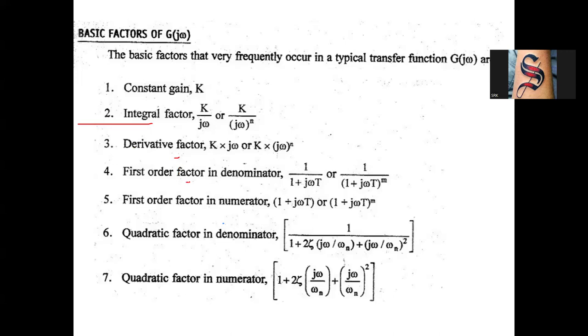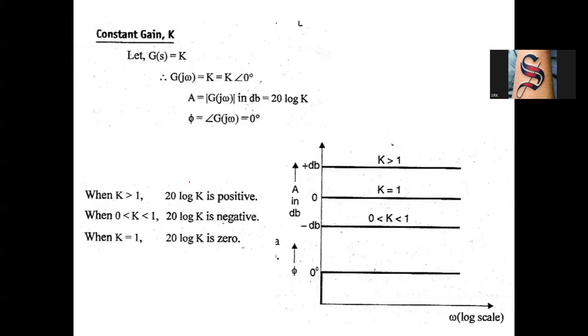So let's see the first one, constant gain. For example, if the transfer function G(s) consists of only a constant term like 5, 10, 15. So what is the magnitude and what is the phase for the given transfer function? As already said, the first basic step is to convert the given transfer function into the frequency domain just by putting s equal to jω. So G(jω) equals, here it is only the real part, so directly I'm writing K.